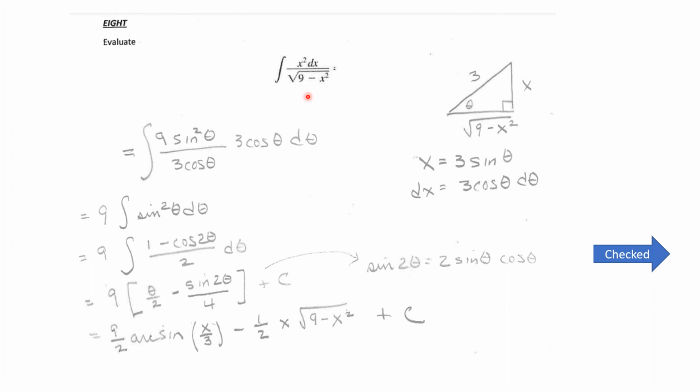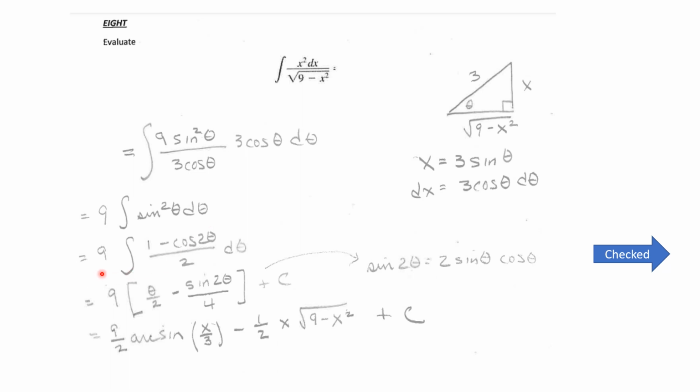Problem 8, you were to evaluate this integral. This is going to be a trig substitution. And so this is the triangle that you get, and so we're letting x be 3 sine theta, dx is 3 cosine theta d theta. So we substitute all that in. The 3 cosine theta will cancel, and I can pull out the 9. So this is the integral of 9 sine squared theta d theta.